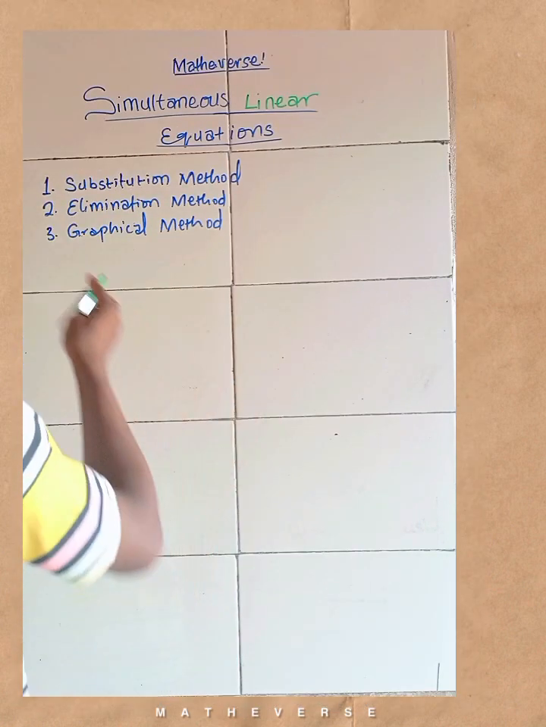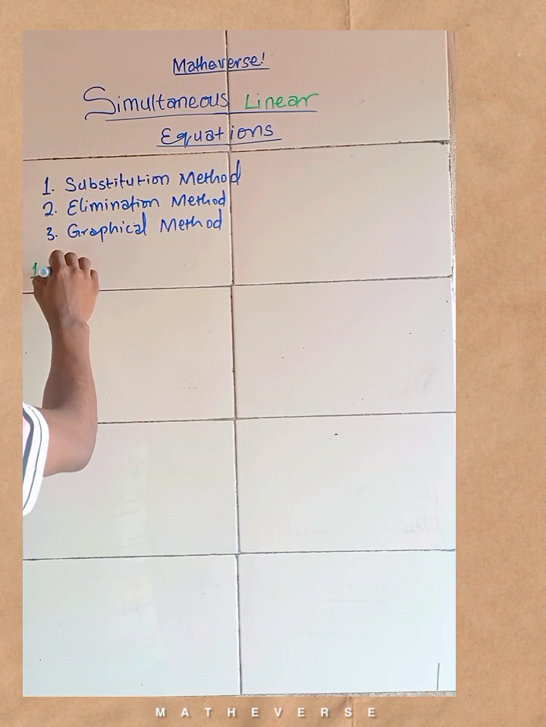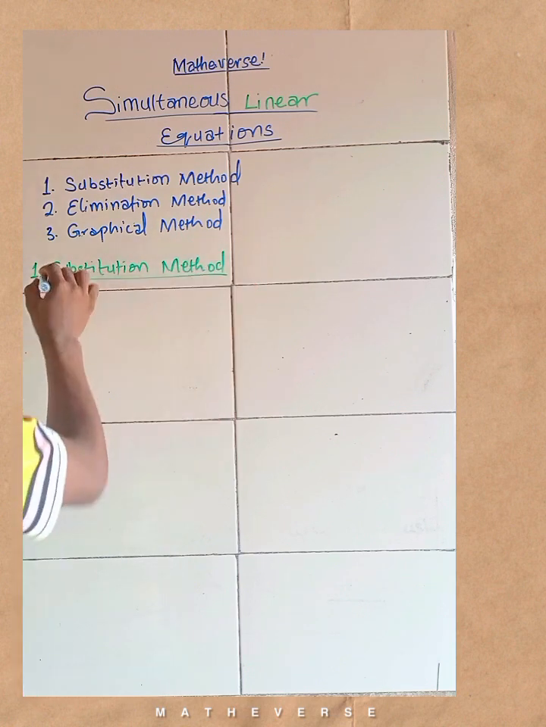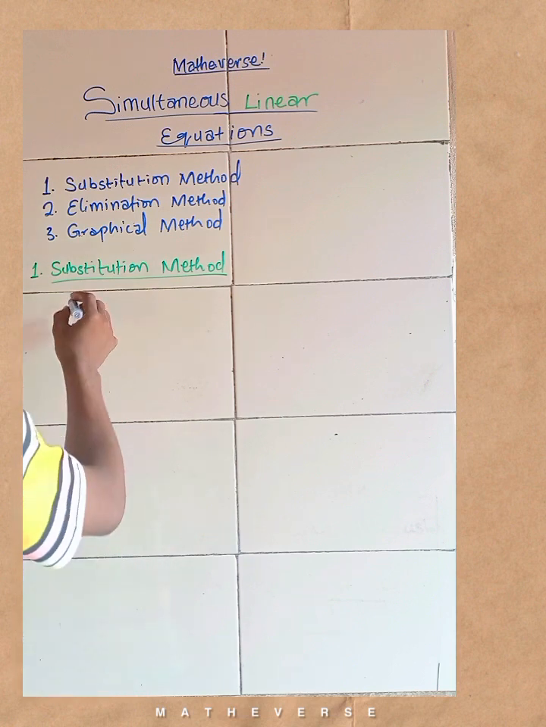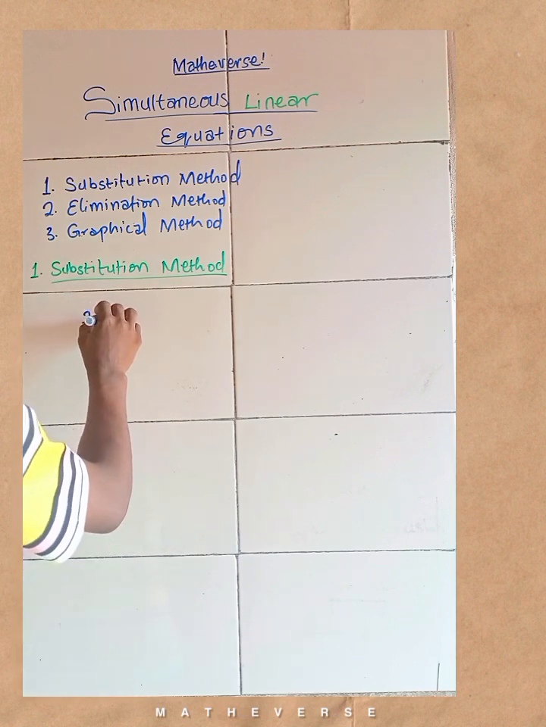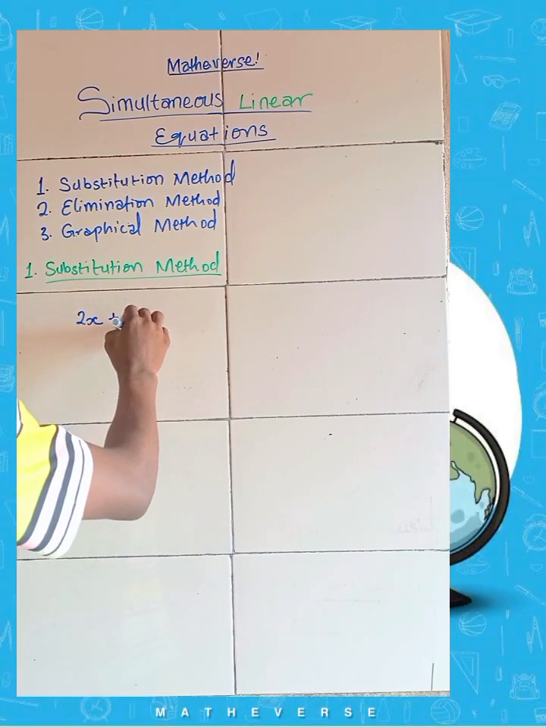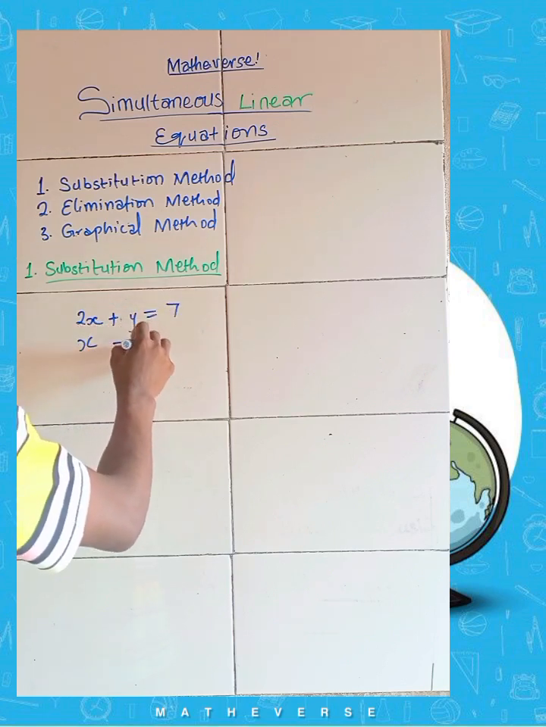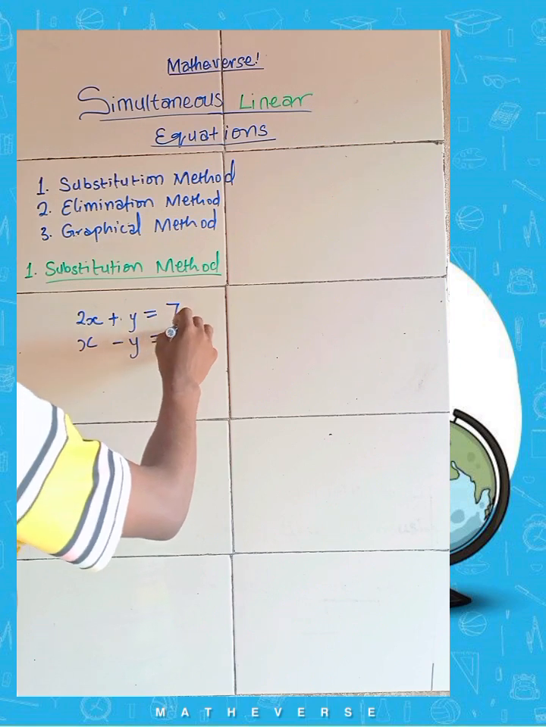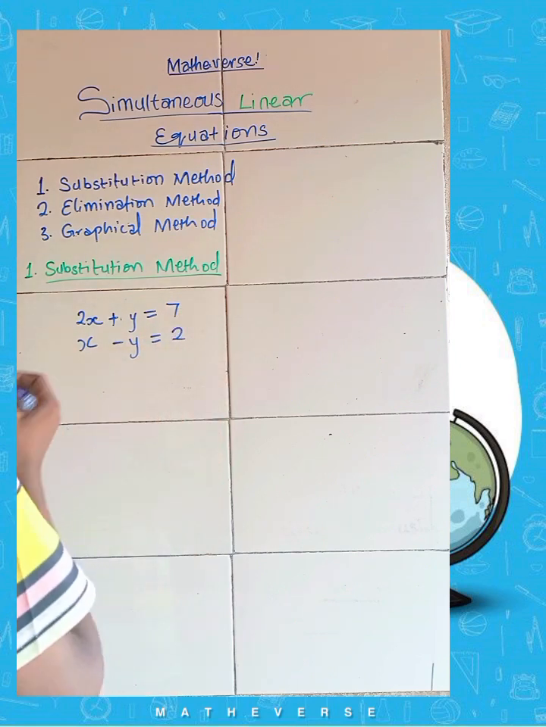Let me give you an example of a simultaneous equation. Let's do the first one, substitution. We have an example of an equation like this: x plus y equals 7, then x minus y equals what? 2. Yes, we have an equation there. So that one is cool.